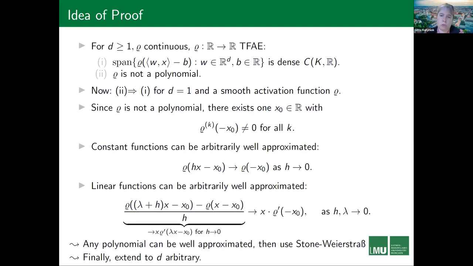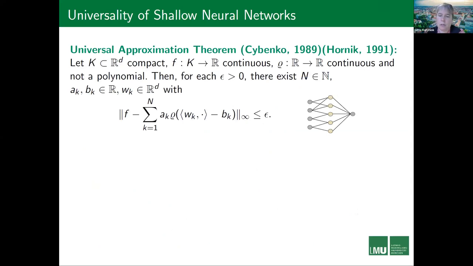Then we use Stone-Weierstrass and show this for d equal to 1. Then we can extend it to arbitrary d, and then we also need to get rid of smoothness. But that is the idea of it. And so this is the result which we then prove.